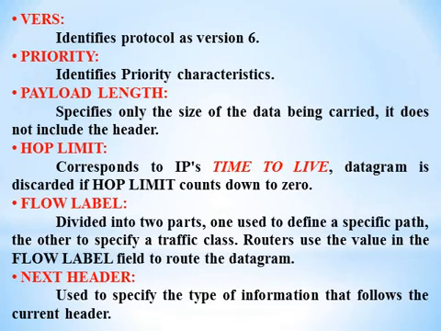Flow label is divided into two parts, one used to define a specific path, the other to specify a traffic class. Routers use the value in the flow label field to route the datagrams. The next field is next header, used to specify the type of information that follows the current header.